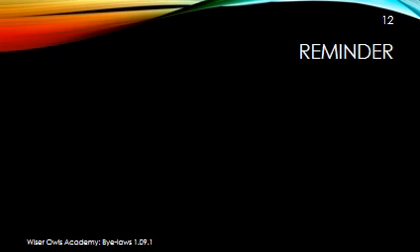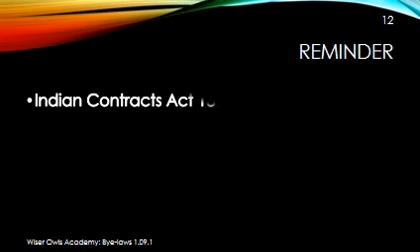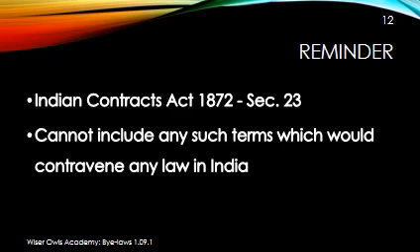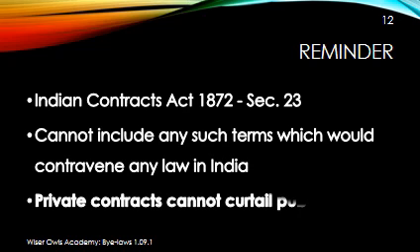Let me remind you once again what we saw in the previous video, the first video in this module. According to the Indian Contracts Act, Section 23, you cannot include any such terms which would contravene any law in India. In other words, private contracts cannot curtail public law, even if the contracts are between two mutually consenting parties.